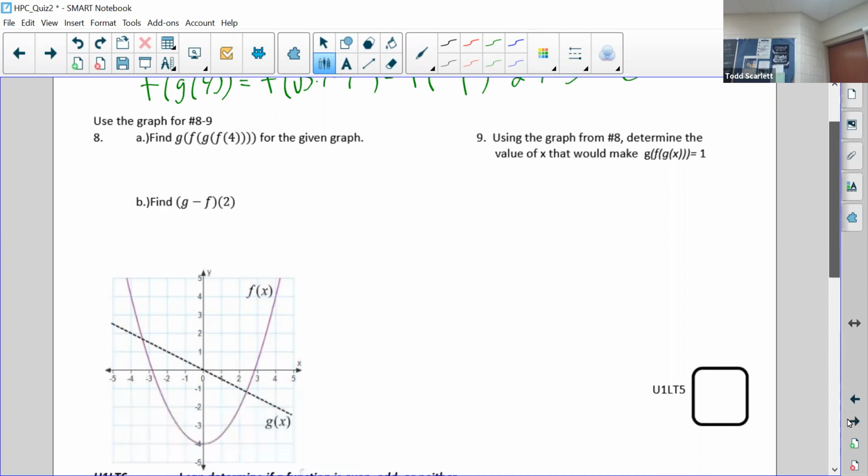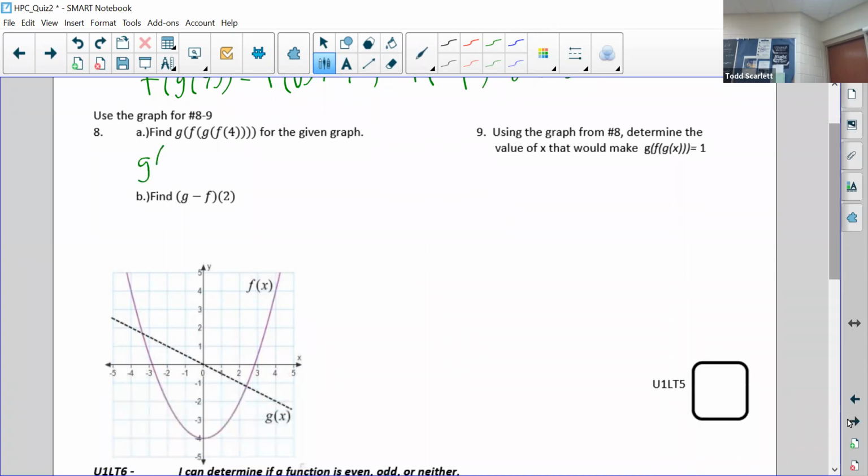Number 8 is obnoxious. G of F of G of F of 4. So looking at my graph, here's when X is 4, and F of 4 equals 4. So F of 4. Now I want to find G of 4. What does G of 4 equal? So I go to 4 and I find out G of 4 equals -2.